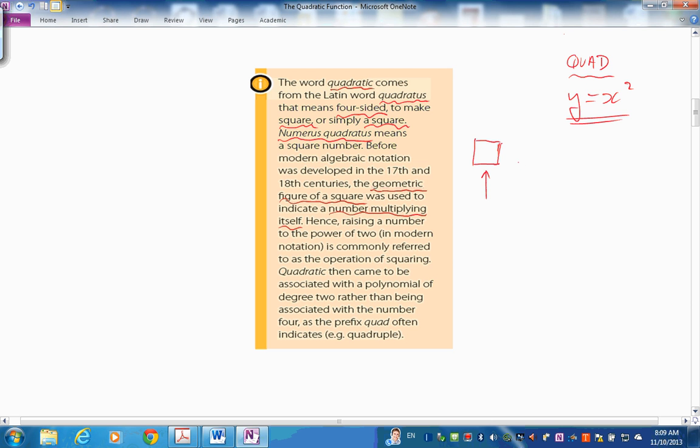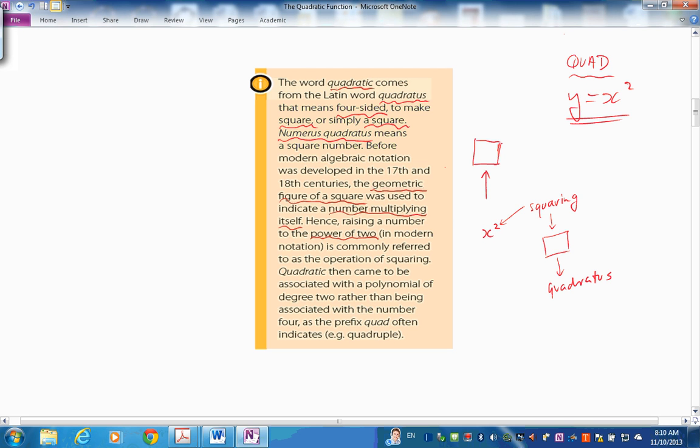Is that the connection? Anyway, raising a number to the power of 2, so that's like x squared in modern notation, is commonly referred to as the operation of squaring. Okay, so that power of 2 is connected to a square. It's squaring, which gives you the old word of quadratus, four-sided. Hey, that's an interesting journey. I would have thought, as you probably did, a quadratic function would have some fours or something in it. But it hasn't. It's got x squared.